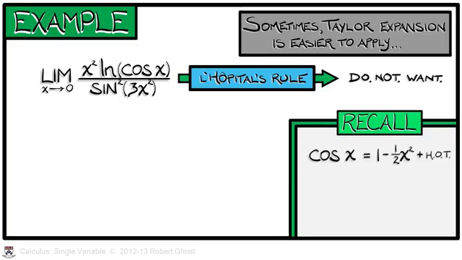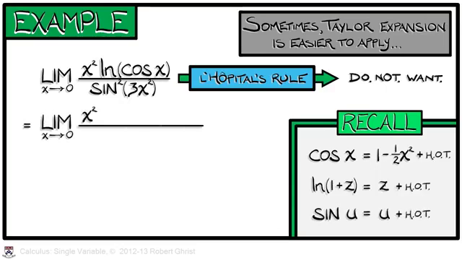However, I recall the Taylor expansions for cosine of x, for log of 1 plus something, and for sine of something. These are all very simple. We've done these before. Now, using the fact that the limit is as x goes to 0, and cosine of x about 0 is 1 minus x squared over 2 plus higher order terms, then substituting in for sine 3x squared and dropping all the higher order terms of sine, and then we have to square that.